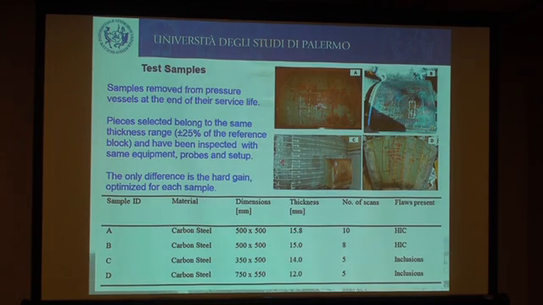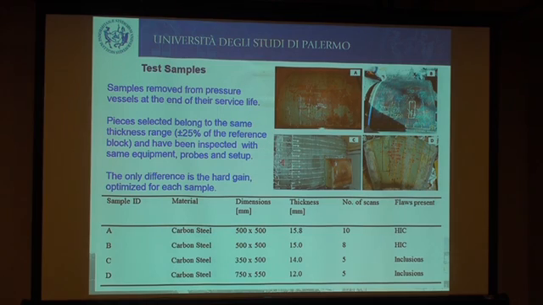So we got 4 different samples provided by this refinery, as I said before. And these 4 pieces were cut from pressure vessels at the end of their service life. The pieces had a thickness range good for the calibration that was done before the experimental campaign. So all 4 pieces were inspected with the same probe, the same setup, the same equipment.